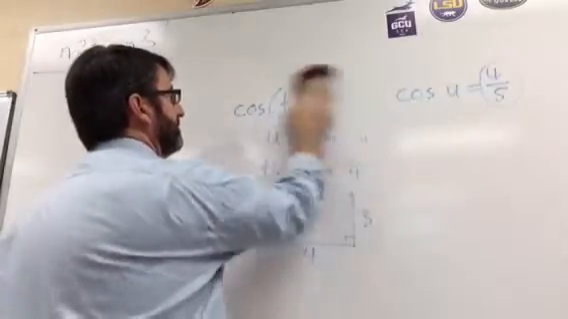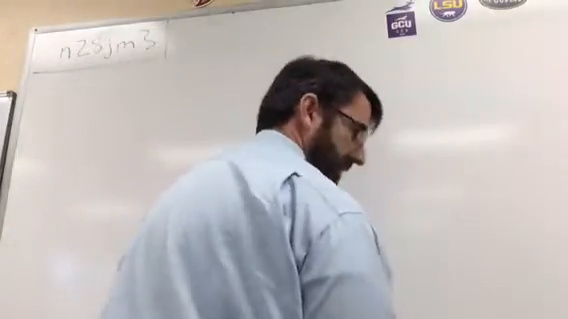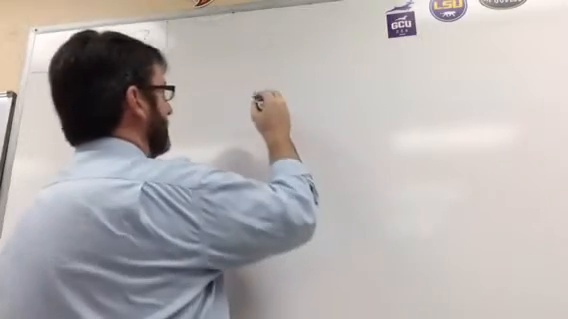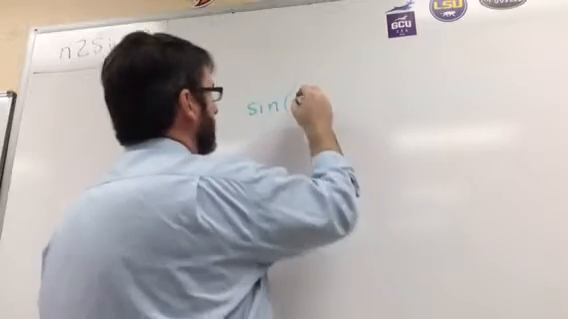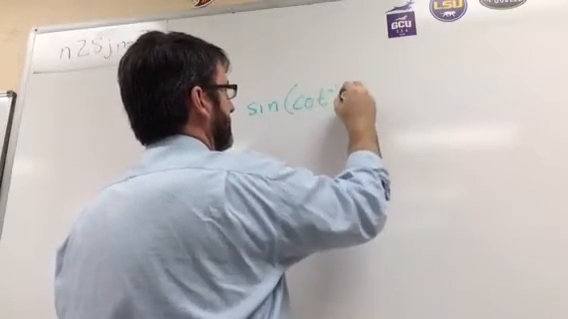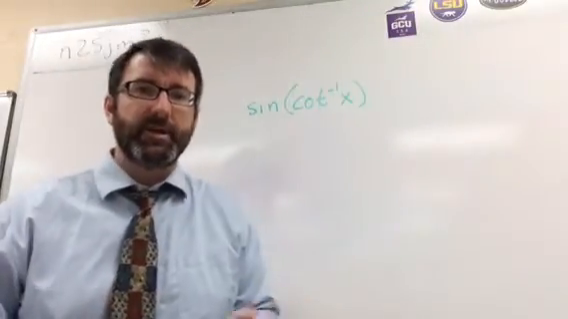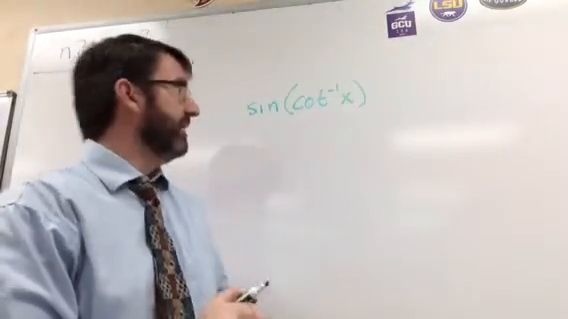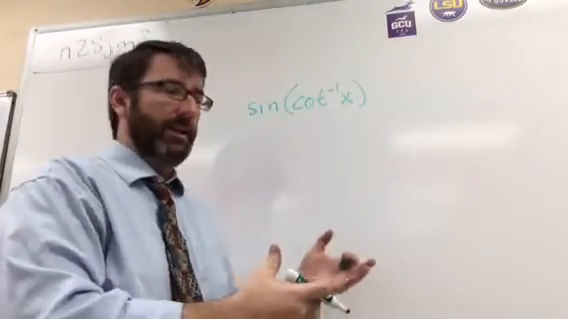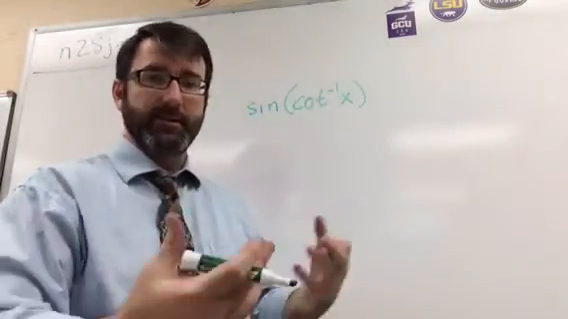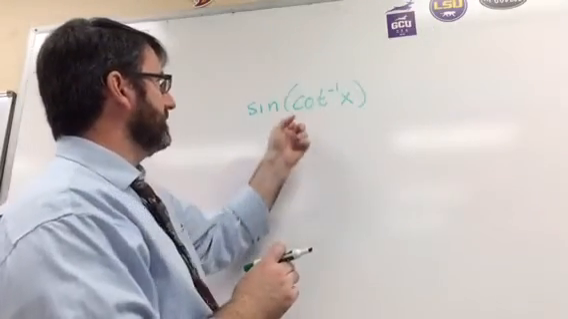Number 3. For number 3, we've got the sine of the inverse cotangent of x. All right, this one's a little bit different because we don't have a constant in here. We have a variable. So what we're going to end up with at the end is not a constant. It's going to be an expression.